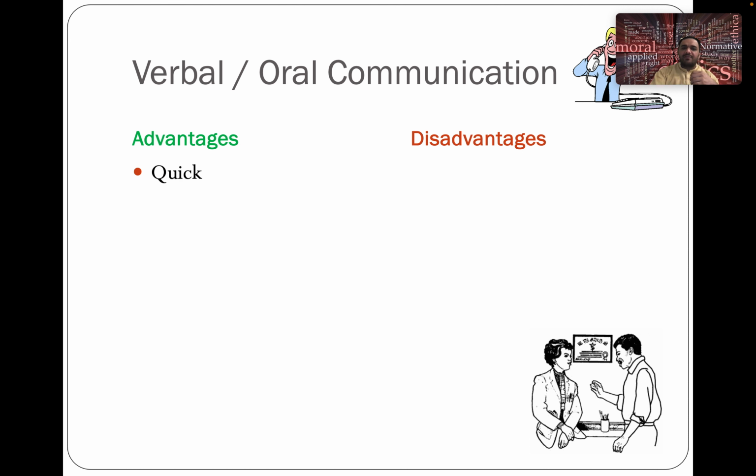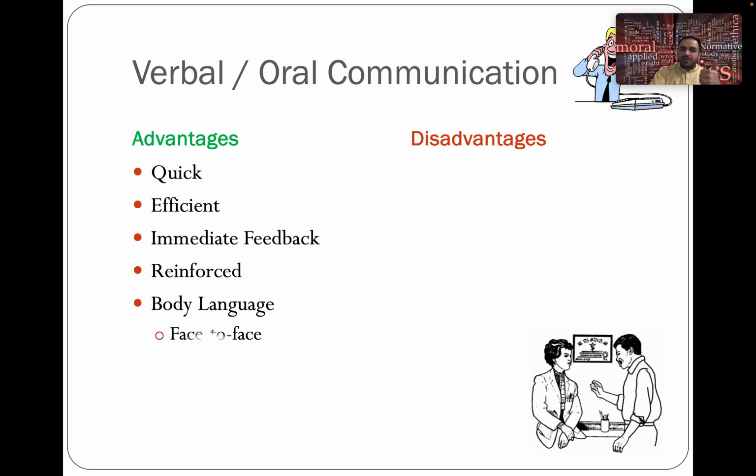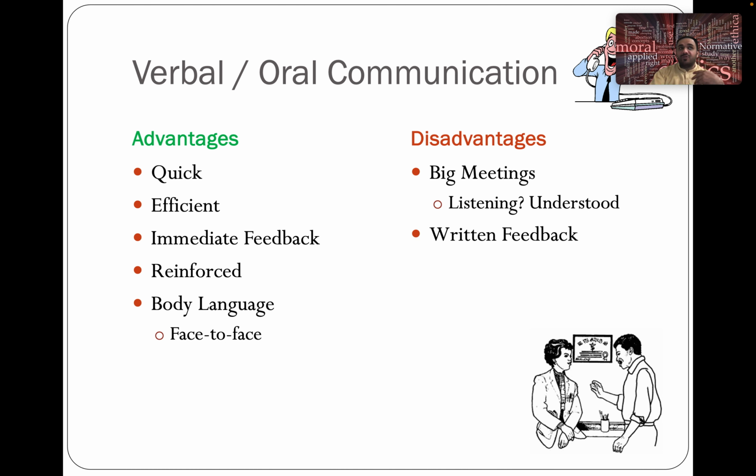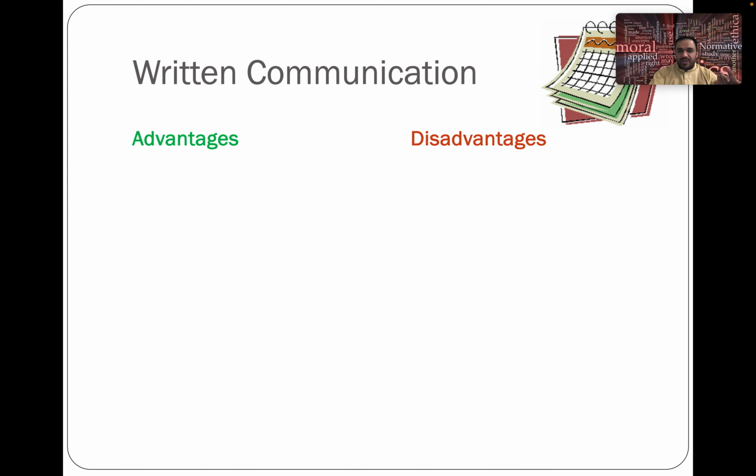Verbal communication has some advantages. For example, it is quick, it is efficient, it gives immediate feedback, and it is reinforced. You can judge the body language because you are talking face to face. Disadvantages: in big meetings, how do you know that people are listening and understood the message or not? Written feedback is not there, and an accurate or permanent record is needed. For example, you don't know if it is accurate, or you don't have any record for that.